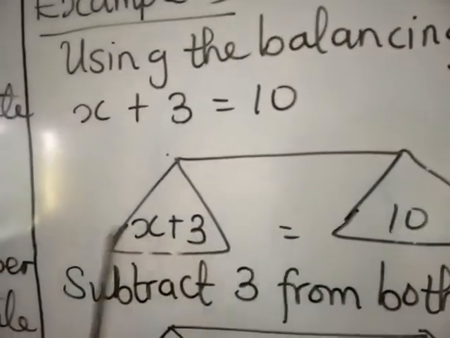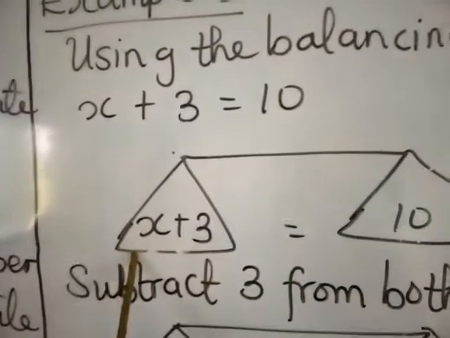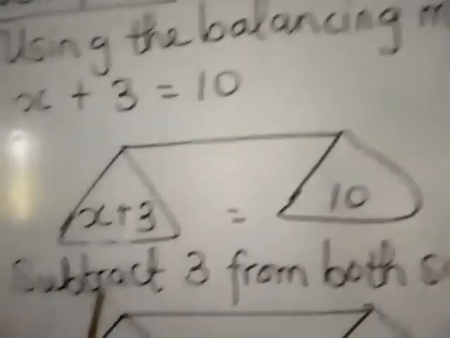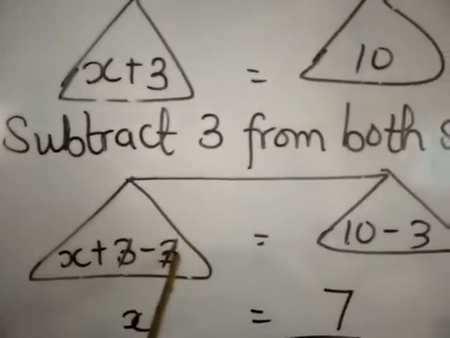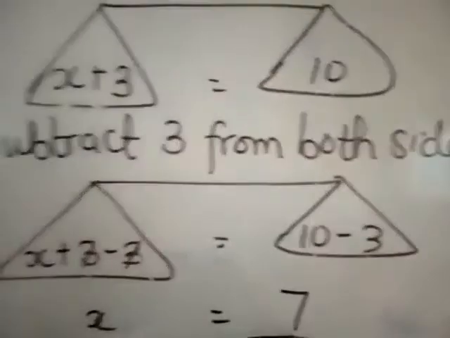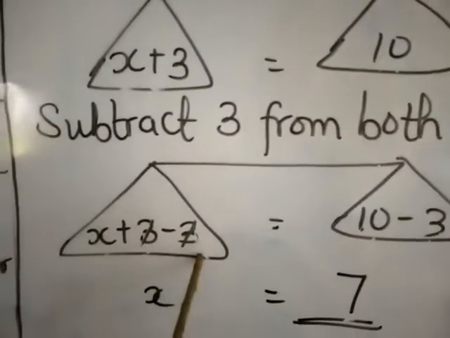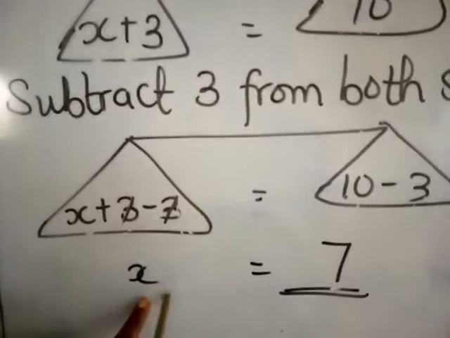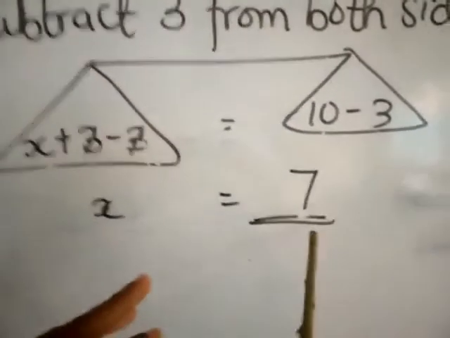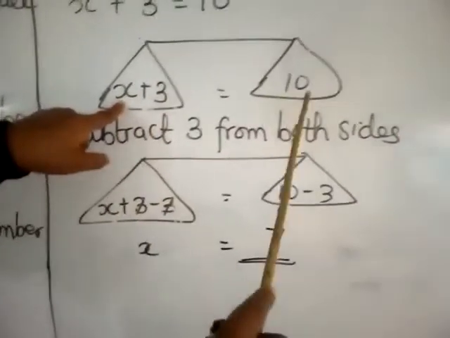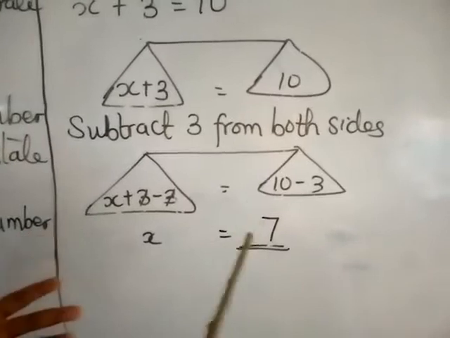But there are two things here, an unknown number and a known number. So we want to use the known number. We want to subtract the known number from both sides of the scale. We say subtract 3 from both sides. Which will now say x plus 3 minus 3, and 10 minus 3. 10 minus 3 will give us 7. x plus 3 minus 3 will give us 0. So we have just x left here. So x is equal to 7. By the time we check, we will see that if we place 7 where x is, it will be 7 plus 3 to give us 10, which means our scale is balanced.